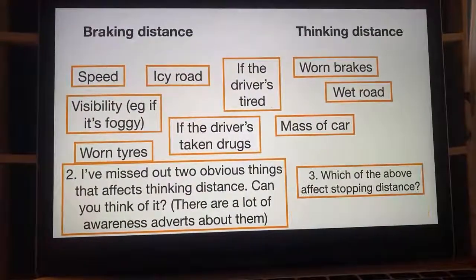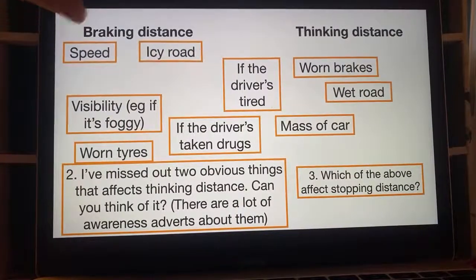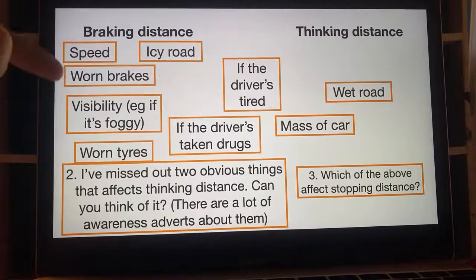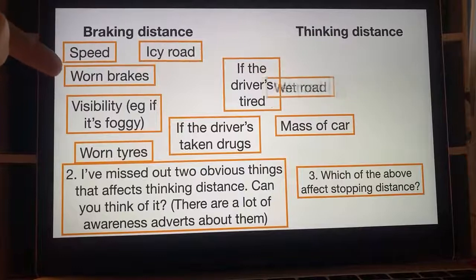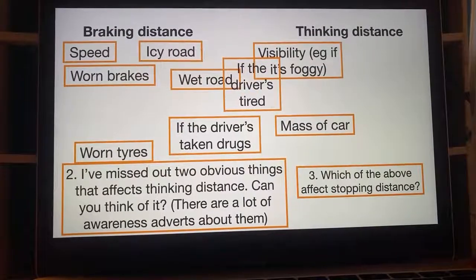Like, come on, Lara, you put this PowerPoint together for a reason. So speed affects braking distance because it affects momentum. And the icy road affects braking distance because that's a friction issue. Worn brakes, again, just reducing the amount of friction on the road. Again, with the wet road, it's more slippery, so braking distance is longer.